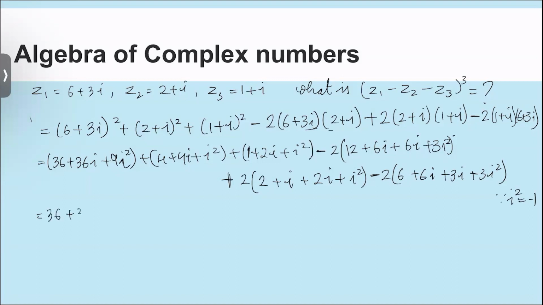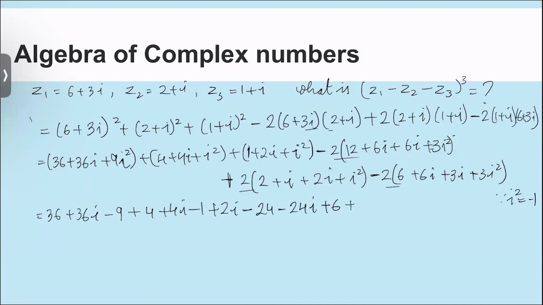So 36 plus 36i minus 9 plus 4 plus 4i minus 1. Over here, i squared becomes minus 1, so you can cancel out 1 and minus 1, so you're left with 2i. Okay, now you expand, multiply 2 for all the bracketed terms, so you have 24. This would be 12i, so this would be minus 24i. Okay, and then this will already be minus 3, so minus 3 minus 2, so you have plus 6.